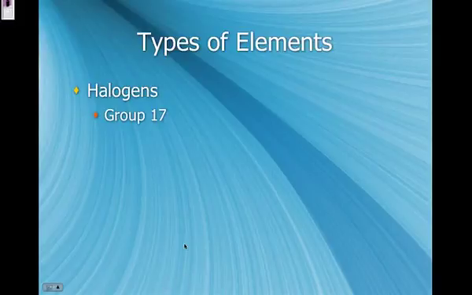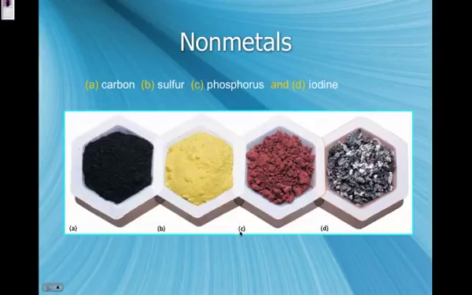The specific group that you need to know are the halogens, and that's in group 17, which is the second to last group. It's fluorine, chlorine, bromine, iodine, and astatine. So here are some pictures of some nonmetals. This is carbon, sulfur, phosphorus, and iodine.